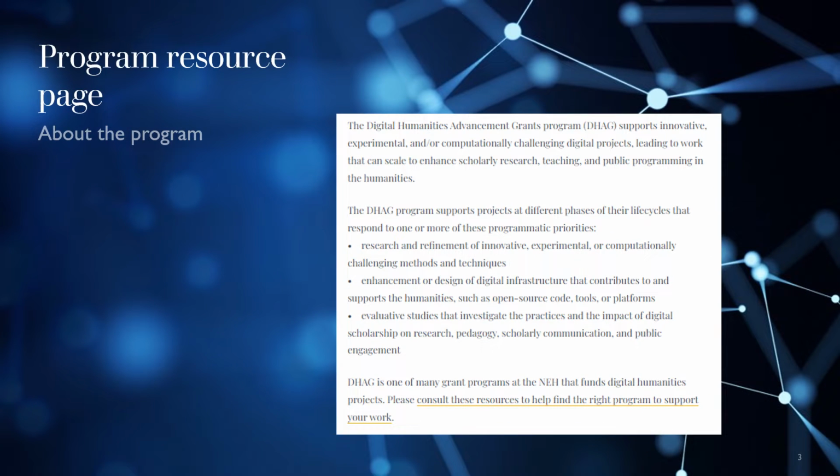In this first section of text on the program resource page, we say that the overarching goal of this program is to support innovative, experimental, and/or computationally challenging digital projects, leading to work that can scale to enhance scholarly research, teaching, and public programming in the humanities. We go on to identify 3 programmatic priorities for DHAG.